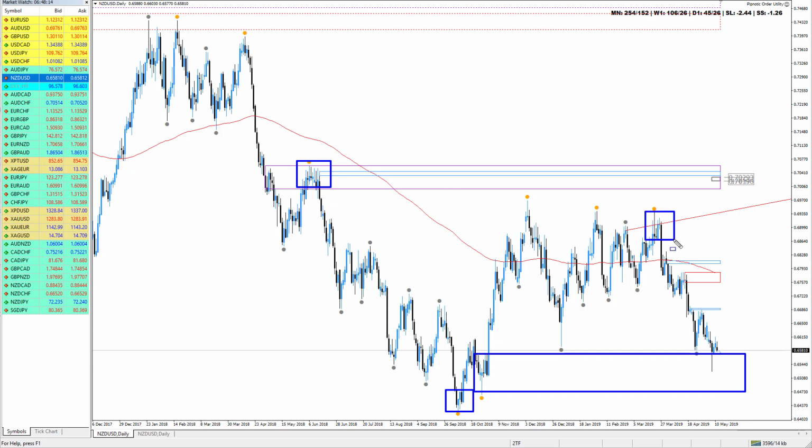Okay, we have this one here. Price has not been back to this one here. We have this, we have this. Okay, we have this one, this one, this one, and this one. Remove those, so we have this one here. A little bit messy, looking like that.